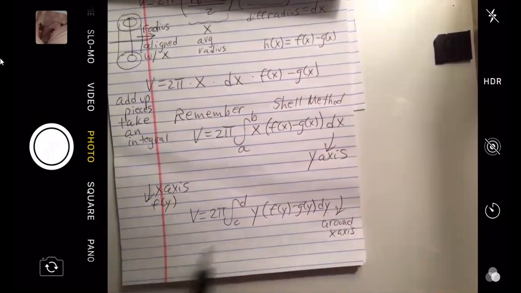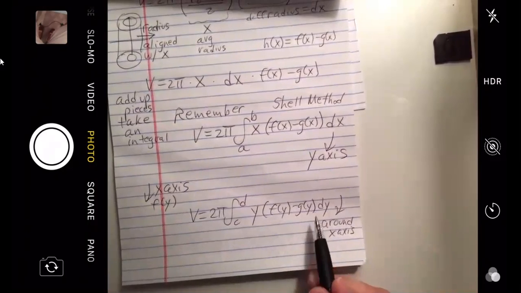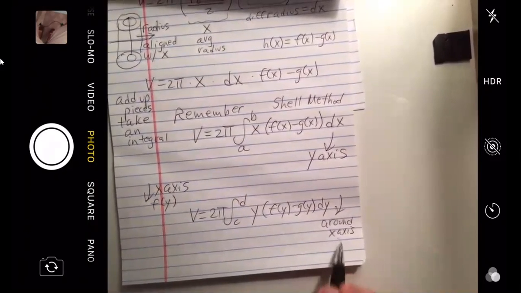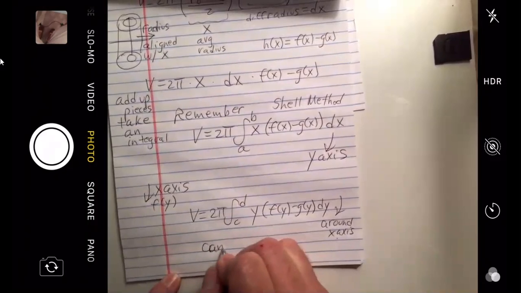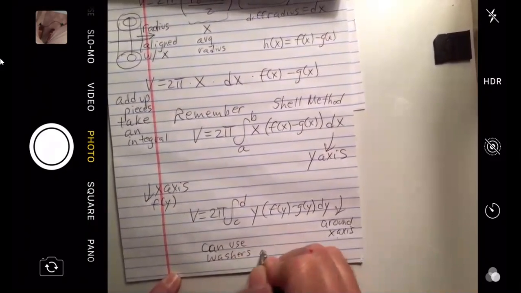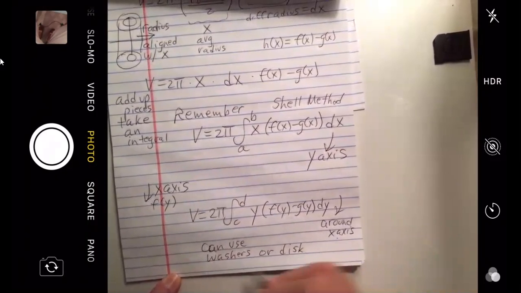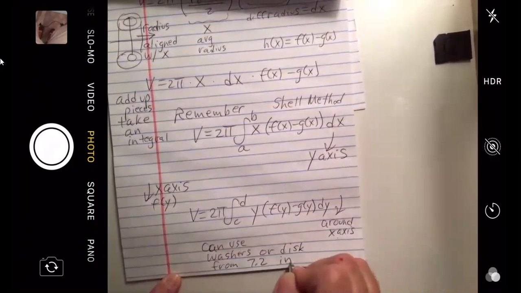All right, yes, you can use this kind of formula. The book has a little section of problems telling you to do it this way, but actually you don't need to do this. If you see a situation like this, go around the x-axis, that's a signal to go back to washers or discs from 7-2. You can use washers or discs from 7-2 instead of this.